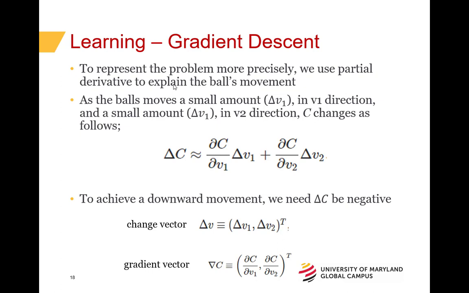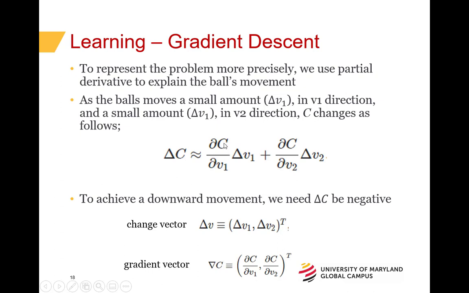So as the ball moves a small amount in the v1 direction and a small amount in the v2 direction, the C changes, right? As you move on the surface, if you go in the downward movement, you are approaching the lowest point of the cost function. That means the C changes at each movement, okay? So the way to characterize that is using a partial derivative.